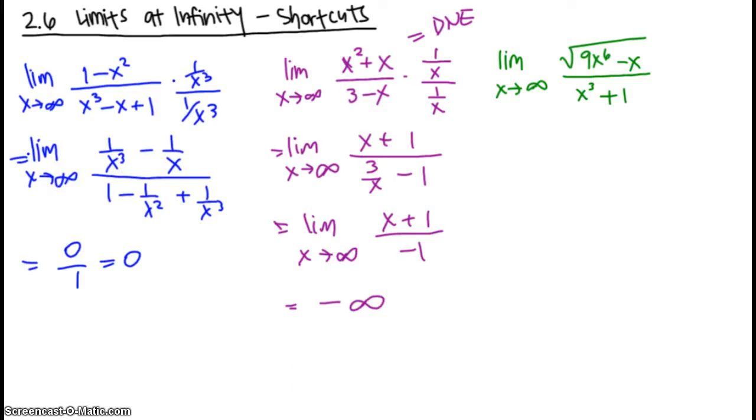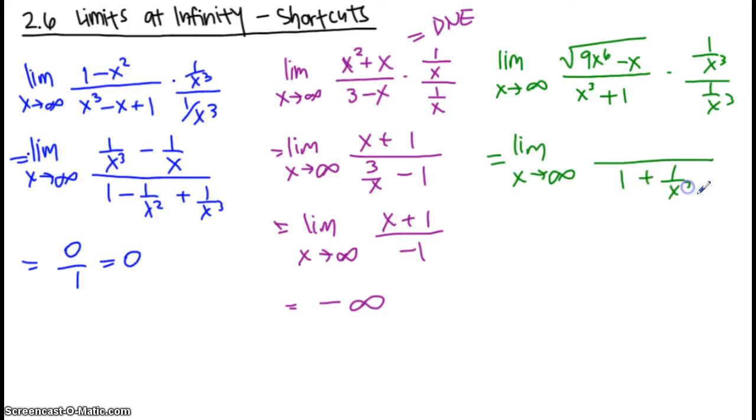Okay. So now the last one. This one, it looks like the highest degree in the denominator is x cubed. In case you need a refresher on how to do this, the denominator is easy. X cubed divided by x cubed is 1. 1 divided by x cubed is 1 over x cubed.